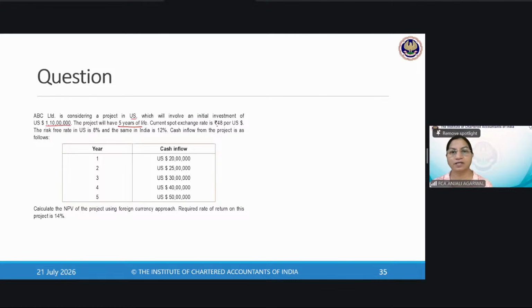The current spot exchange rate is 48 rupees per 1 USD. The risk-free rate in the US is 8%, whereas the same is 12% in India. Cash flow from the project is US dollar 20 lakhs, 25 lakhs, 30 lakhs, 40 lakhs, and 50 lakhs. You have to calculate the NPV of the project using the foreign currency approach, where the required rate of return on this project is 14%. So ABC Limited is an Indian company which requires a return of 14%.